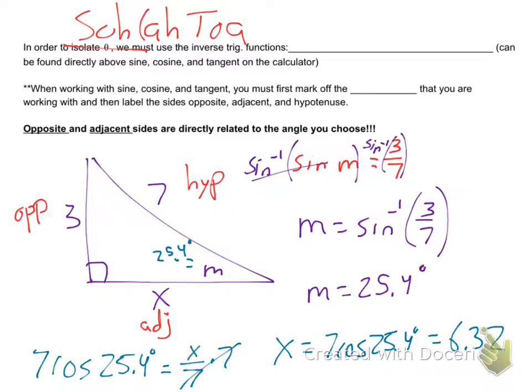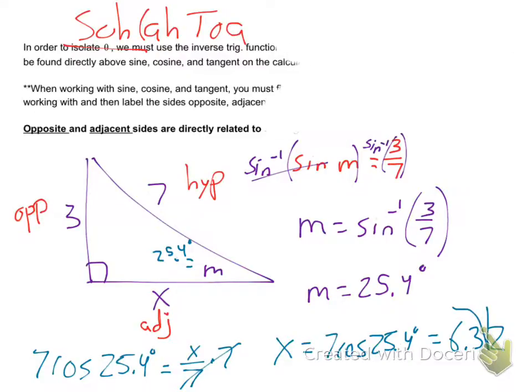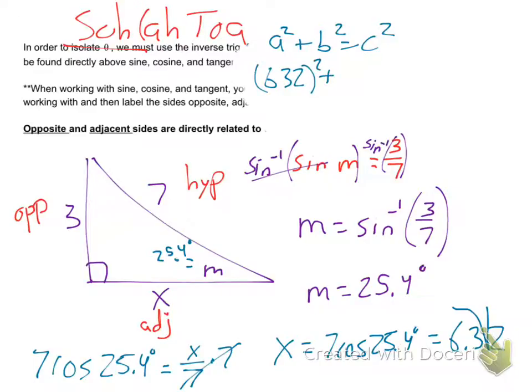I'll pause it to make sure everybody's on the same page. Just to check ourselves, I'm going to erase the stuff up here. Watch what happens. A squared plus B squared equals C squared. I can check this. 6.32 squared plus 3 squared should equal 7 squared, yes? What is 6.32 squared? First of all, is this going to come out exactly right? No. Why? Because we rounded it. We rounded numbers here, guys.